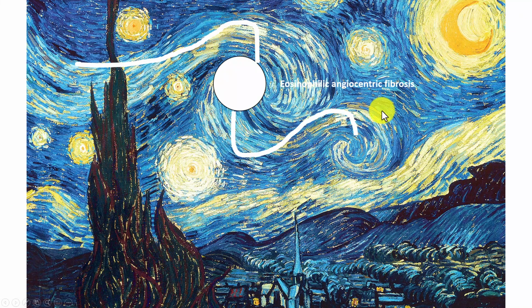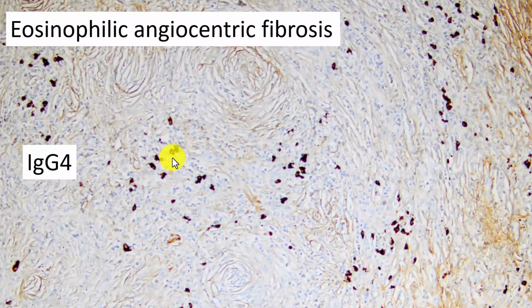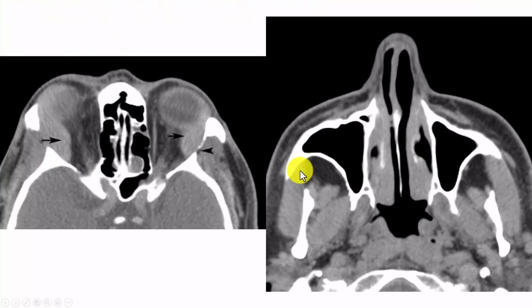That pattern is actually very classic for eosinophilic angiocentric fibrosis. So here's that vessel, and you can see this perivascular, sort of concentric fibrosis. It's a very exquisite pattern. And in fact, these patients with eosinophilic angiocentric fibrosis that you can see in the nose, in the eye, etc., you can have it outside the head and neck as well, show increased numbers of IgG4 positive plasma cells.